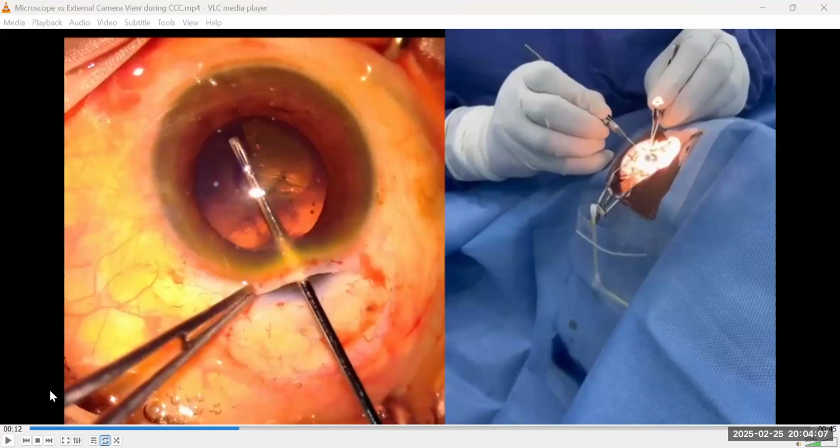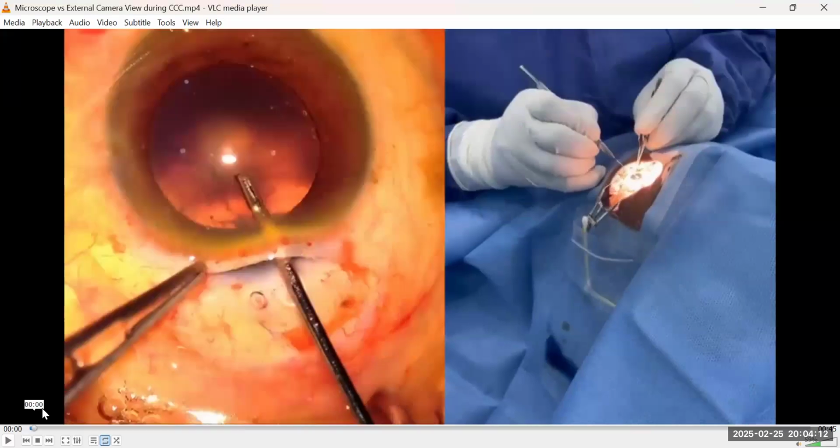All right, I titled this Microscope Camera View versus External Camera View. In my facility, I have a habit of having an external camera recording, while the microscope is automatically also recording. One day, I just decided to juxtapose what happens in anterior Capsulorrhexis, and I was surprised by what you're going to see. Let me play this.